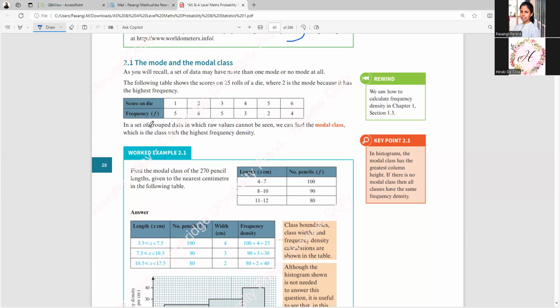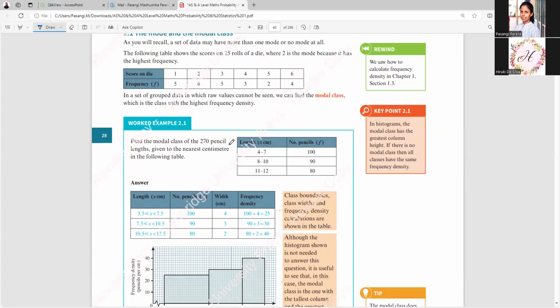So here, in a set of grouped data in which raw values cannot be seen, we can find the modal class, which is the class with the highest frequency density. For example, find the modal class of 270 pencil lengths given to the nearest centimeter in the following table. They have given the length according to the number of pencils.